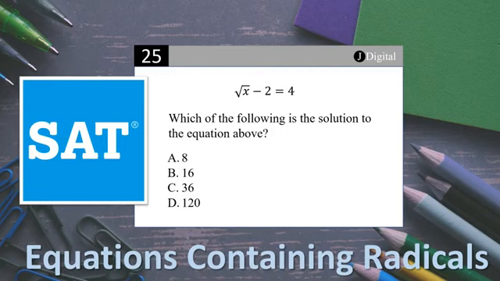In this video, I'm going to cover SAT math problems that deal with solving equations that contain radicals. And remember to watch to the end so you can see all 7 examples. Let's take a look.